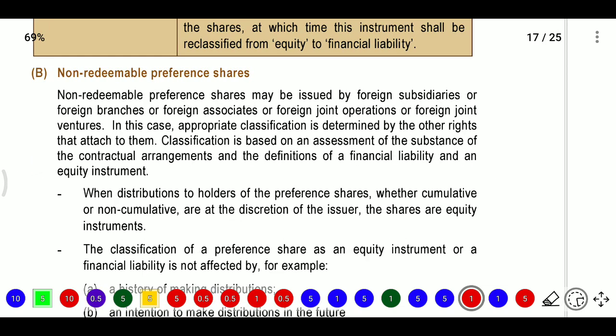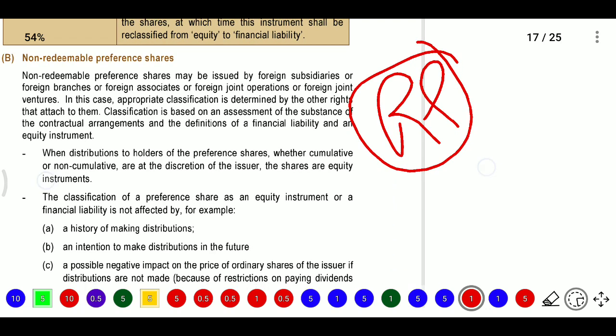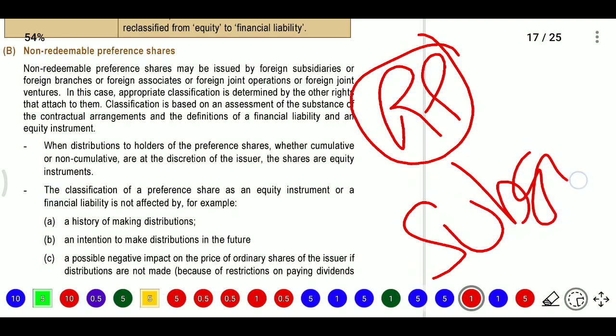Non-redeemable preferences are those issued to foreign subsidiaries, related parties, foreign branches, foreign associates, foreign joint operations or foreign joint ventures. So these are all related parties. When they are issued to our related parties, appropriate classification will be required. Classification is based on the assessment of substance. So what is the substance of the contractual arrangement? If it meets the financial liability definition, we need to disclose it as financial liability. If it meets the equity instrument definition, we need to disclose it as equity instrument.